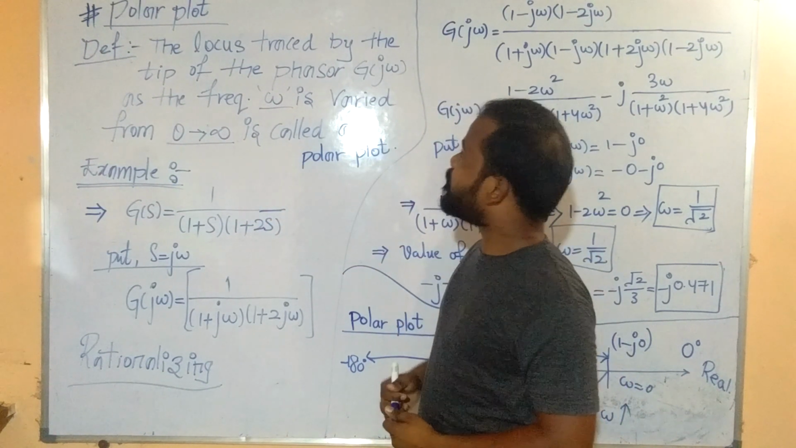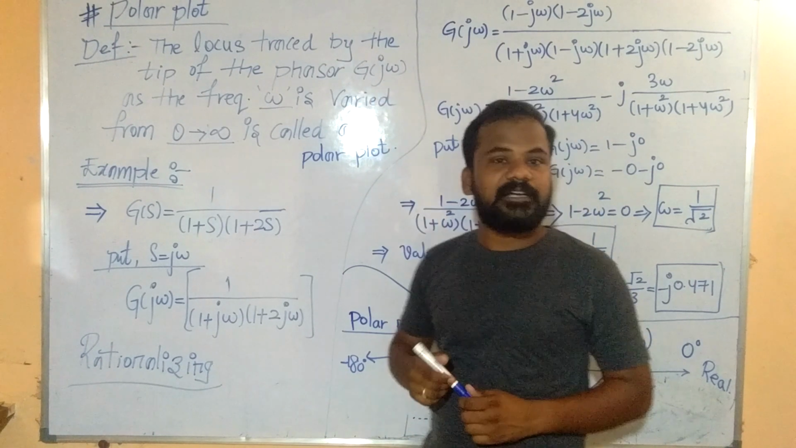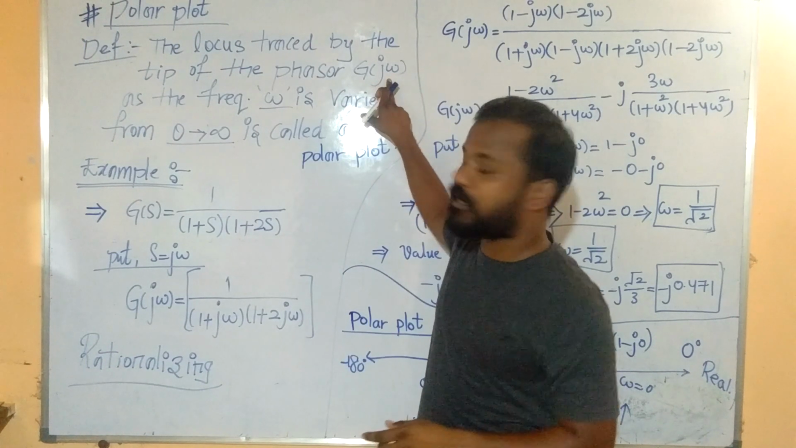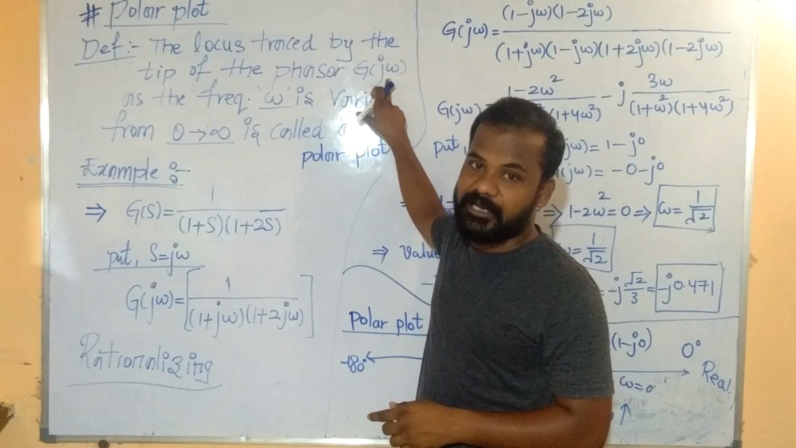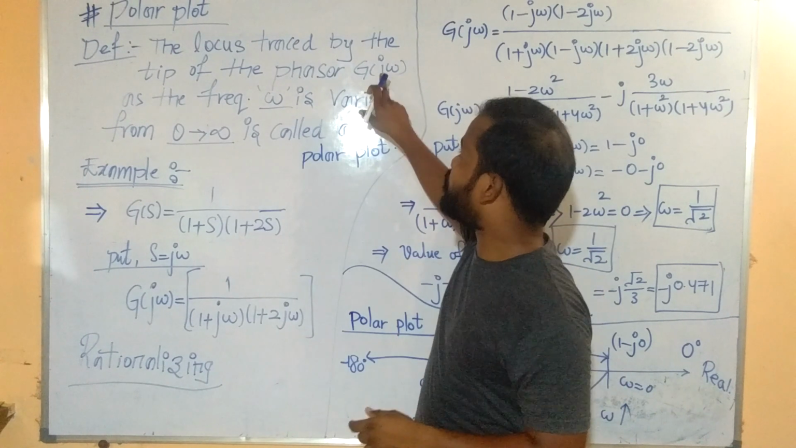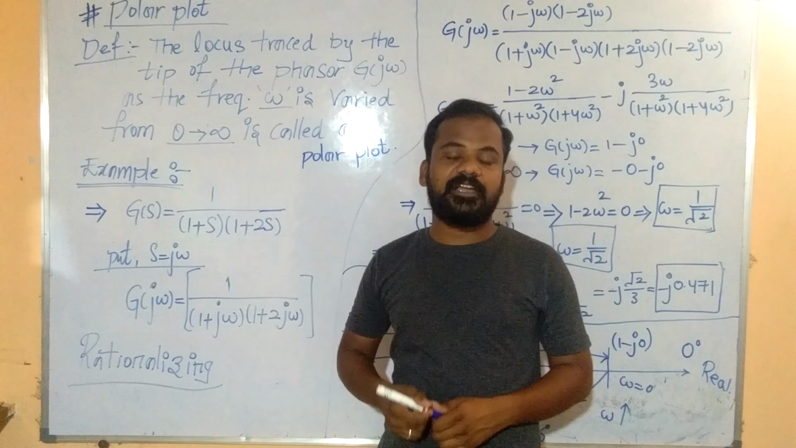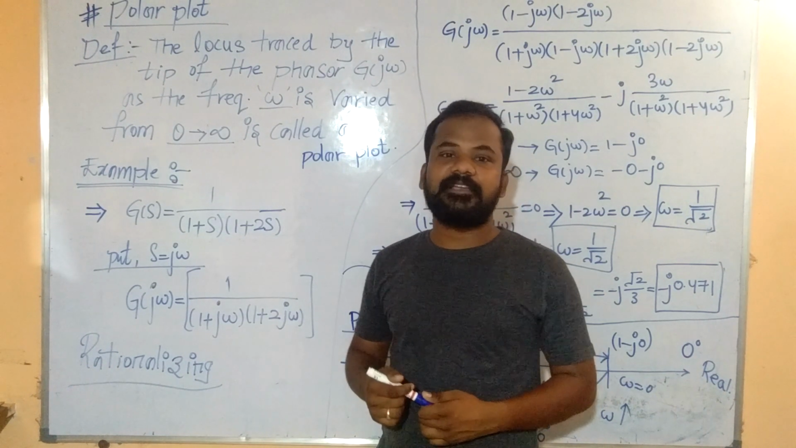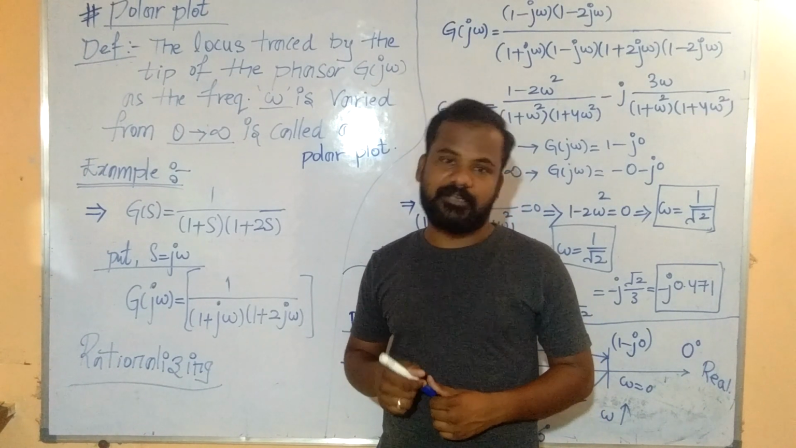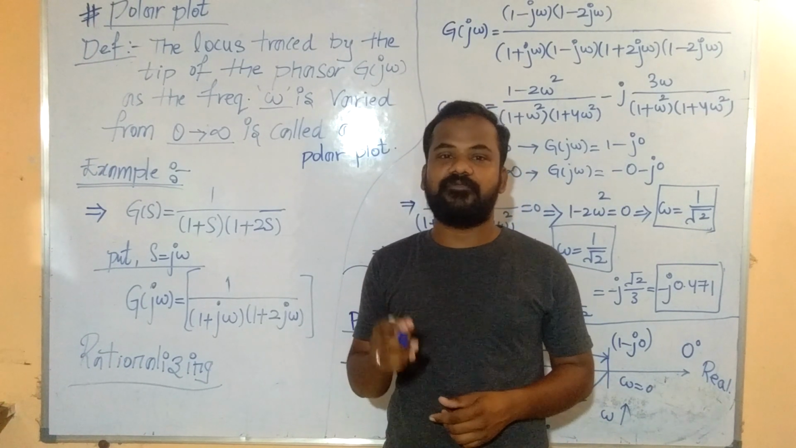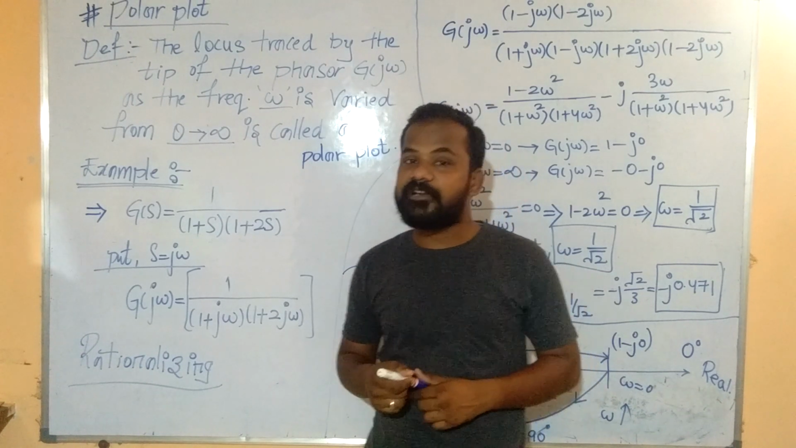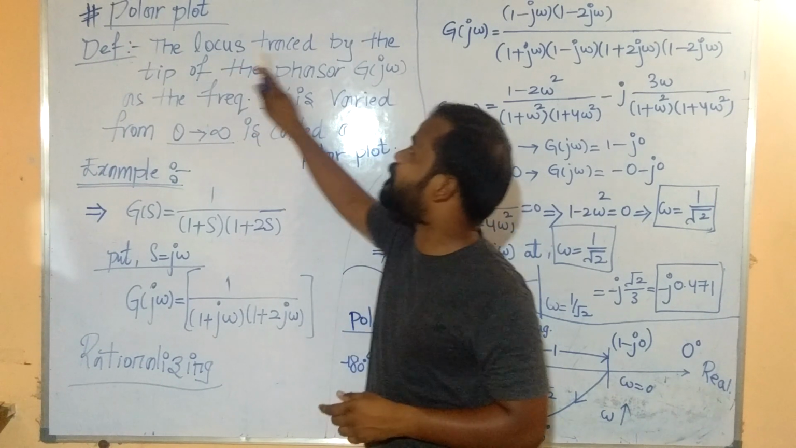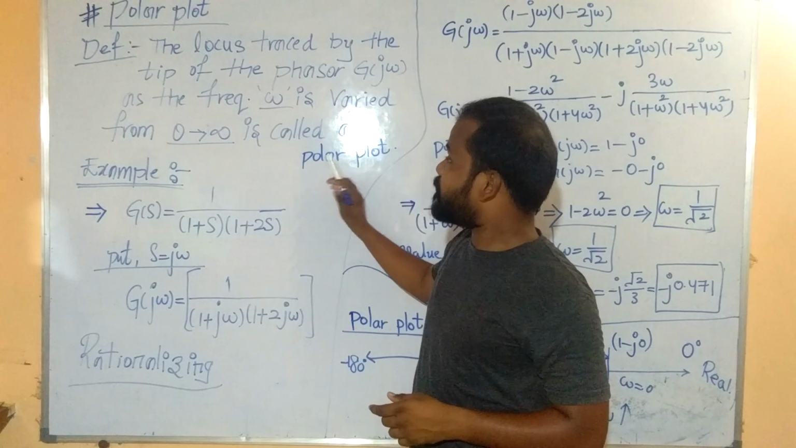Here G of s is the given function. Instead of s we substitute j omega in the given G of s function, and then simplify. After simplifying, whenever we vary the omega value from 0 to infinity, we will definitely get some locus, or simply we can say we trace the locus. This is called the polar plot.